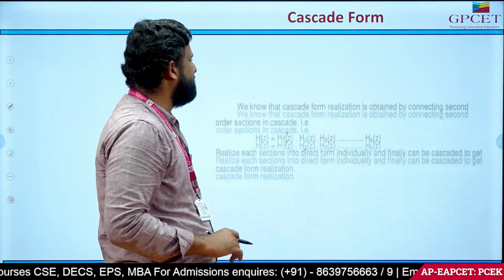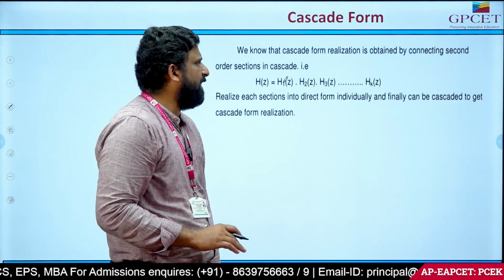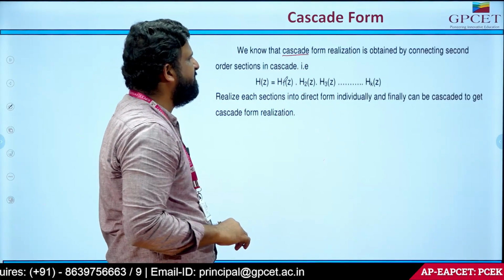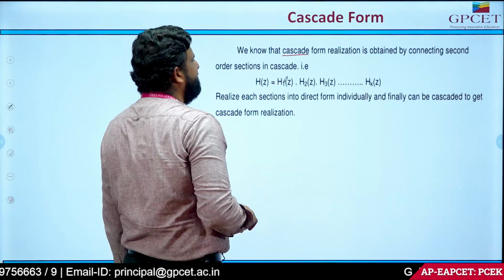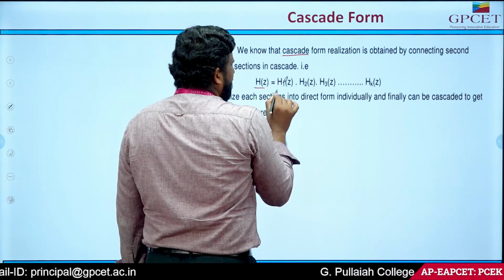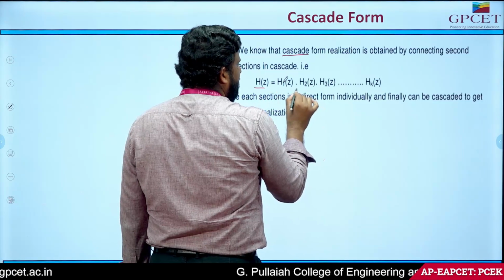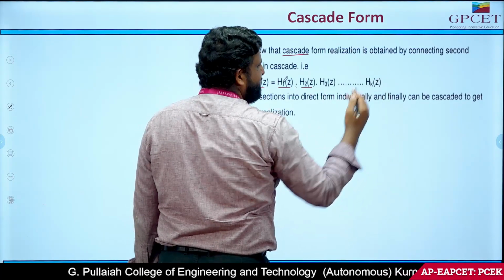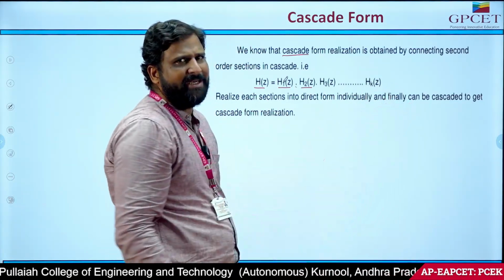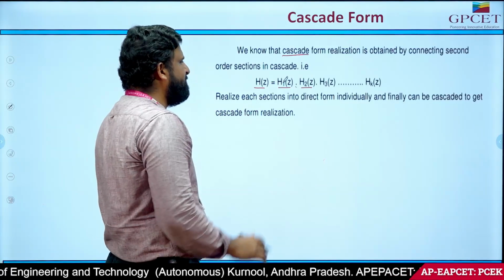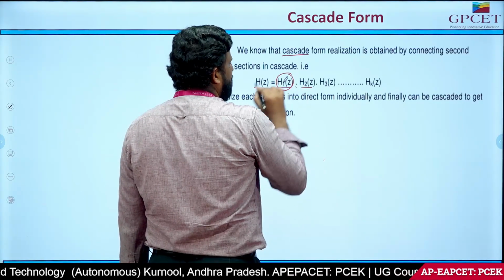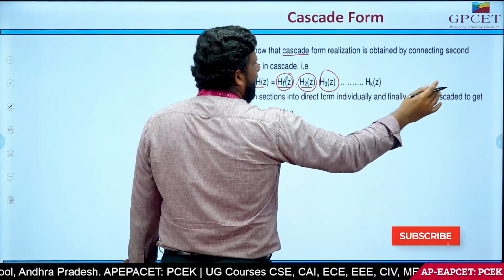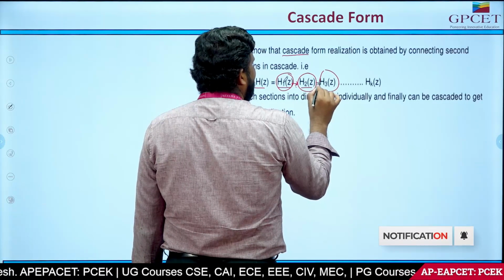Finally, we will discuss what is a cascade form. The name itself is telling: cascade. The cascade form realization is obtained by connecting second order sections in cascade. See here, H of Z is a cascade form connection: H1 of Z into H2 of Z into H3 of Z and so on, Hk of Z, that are connected in cascade. So we need to realize each section. First H1 of Z we need to realize, H2 of Z, H3 of Z, and so on. And finally we need to connect the two things.